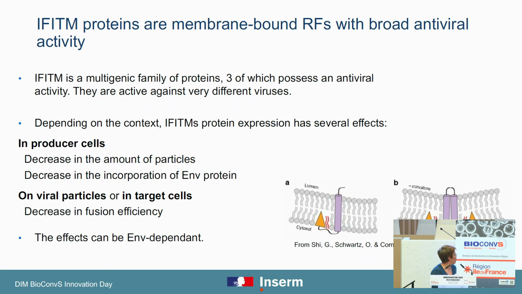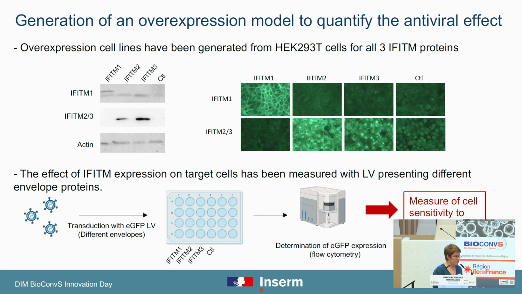I'm going to talk a bit more about it. IFITM proteins are a multigenic family in the human genome. 3 of these proteins have antiviral activities, and they're active against very different viruses, not all of them enveloped. IFITM can have different effects, and I'm not going to detail them all. What will interest us mostly is that when they're expressed either on viral particles or in target cells, they can decrease fusion efficiency. So they block the fusion between the viral and cell membrane. This fusion blockage effect can depend on the glycoprotein that's on the virus.